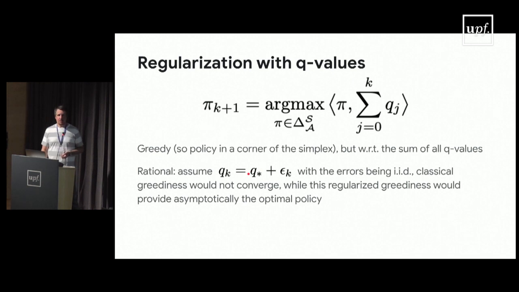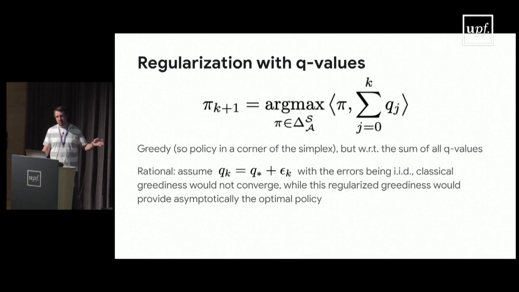Qk is the optimal Q function plus some noise. You can observe the optimal Q function only through some noise, you cannot observe it exactly. And this noise is IID, zero mean, so well behaved. If you're greedy according to Qk, there's no way your policy will converge, because you will pay for the noise for each policy you compute. But if you sum the Qj, what you get is the sum of Q star plus the sum of noise. Because of the law of large numbers, the sum of noise will cancel out. The noise will go to zero, and you will get the optimal policy in the end. So that's why you may want to do this kind of regularization.